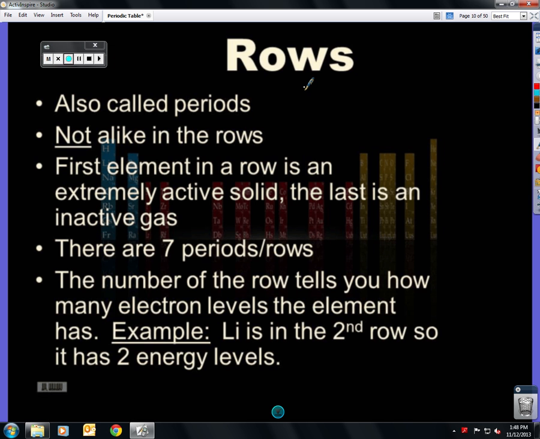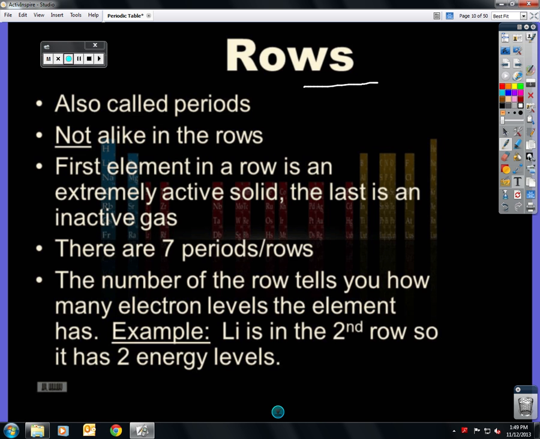Rows, they go from left to right. They are also called periods. In the rows, the elements are not alike. The only thing that they do have in common is that they have the same number of energy levels. So everything in row 1, which is hydrogen and helium, have only 1 energy level for electrons. Everything in row 2 have 2 energy levels. It goes up to 7, so there are 7 periods or rows. The first element in a row is an extremely active solid, except for hydrogen, and the last one is an inactive gas that does not bond with anything.